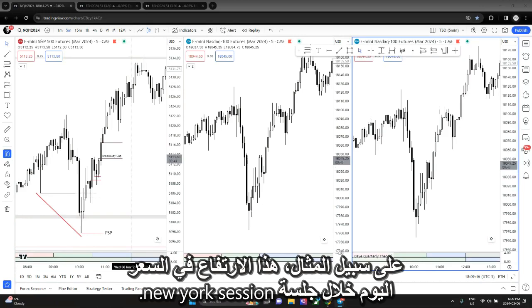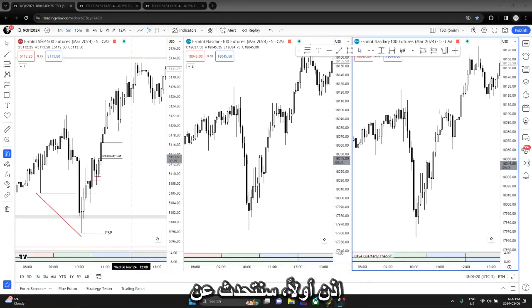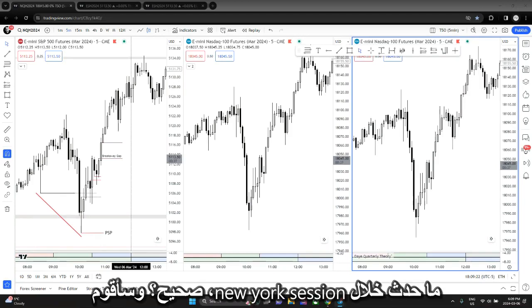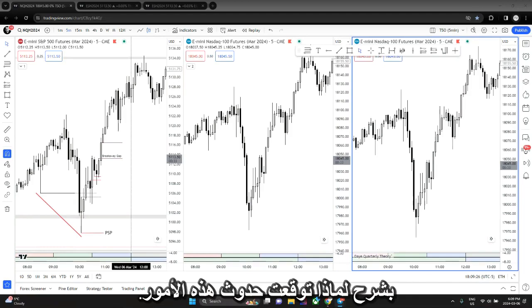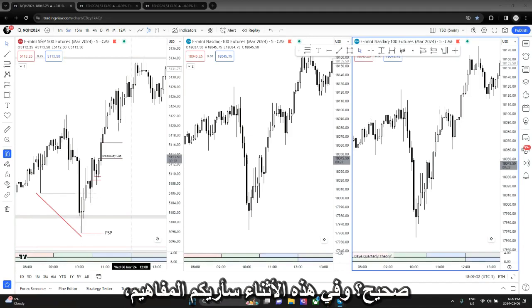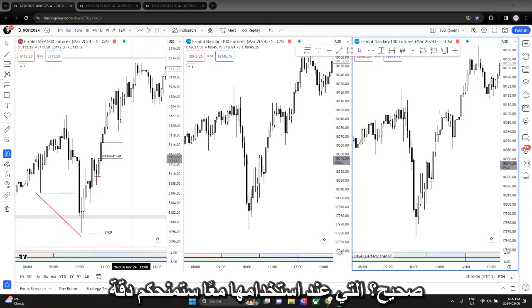So, for example, this rally in price today during the New York session. First, we'll be talking about what happened during the New York session, and I will be explaining why I expected these things to happen, meanwhile showing you guys the concepts that, when used together, will give you extreme accuracy.